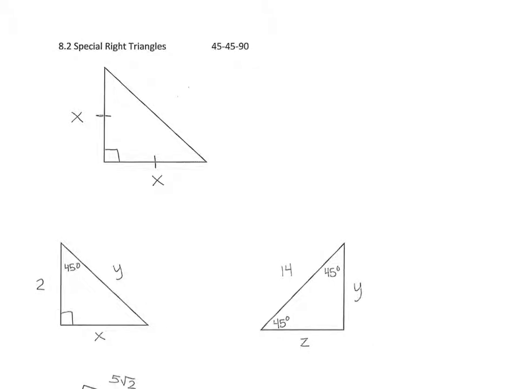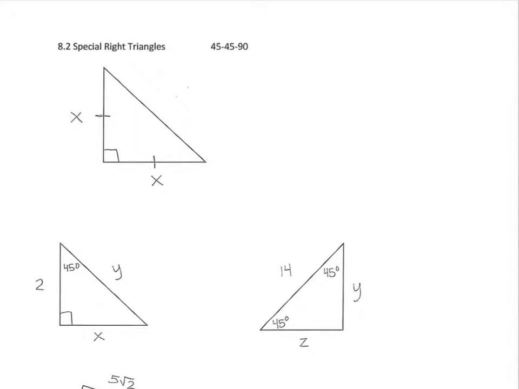There are two types of special right triangles. The first one that we're going to talk about is a 45, 45, 90. So if you have a right triangle, and this is 45 degrees, and this is 45 degrees, one side we can call X, and the other side has to be X. This is an isosceles right triangle. So the only way you can have an isosceles right triangle is for both of these to be 45 degrees.